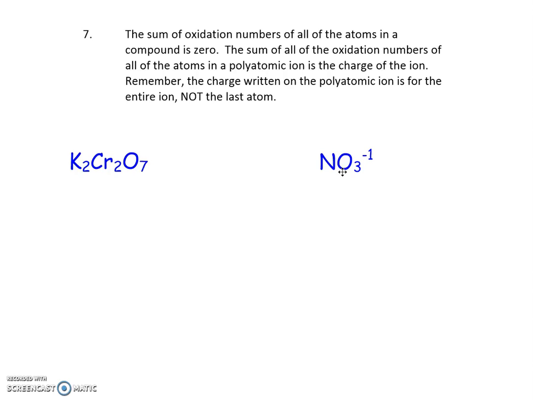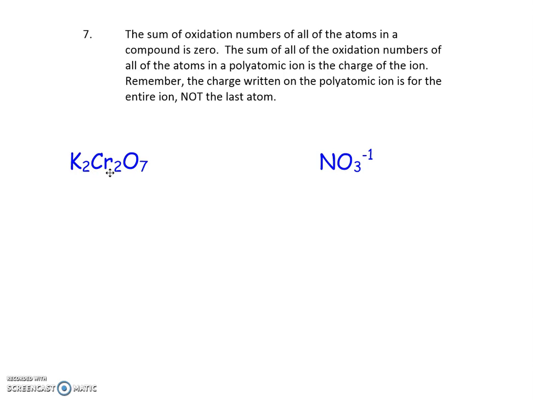Alright. When you're doing this, you do need to take into account how many of each atom is present in the compound. Go through the rules first, and then you can use this rule to either verify that you did it correctly, or a lot of times there's going to be some element that we don't have a rule for, and we can use this to figure out what that other thing has to be.